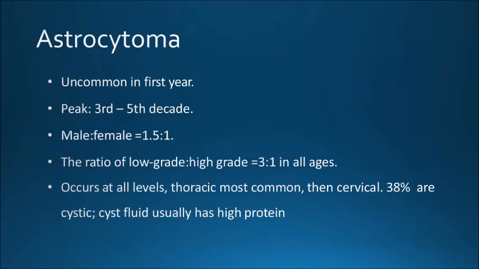Now, another type of intramedullary spinal cord tumor is astrocytoma. They are uncommon in the first year, but they peak in the third to fifth decade of life, and there is slight male predominance. The ratio of low grade to high grade lesions is 3 to 1 in all ages. They can occur at any level, but the most common ones occur in the thoracic spine. Then we can have cervical spine lesions, and they can frequently be cystic, with high protein in the cyst fluid.